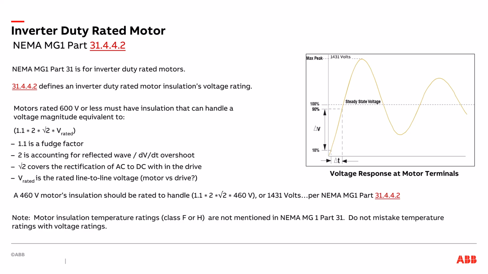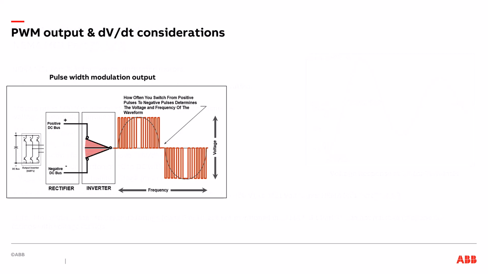Now note, motor insulation temperature ratings are not mentioned in NEMA MG1 Part 31. So do not mistake temperature ratings with the actual voltage ratings. Now why is MG1 Part 31 so important to verify?